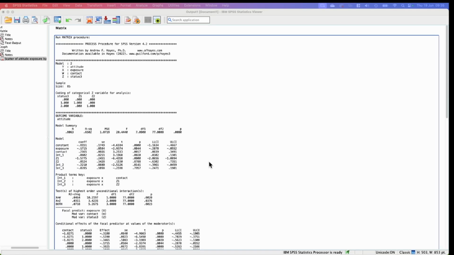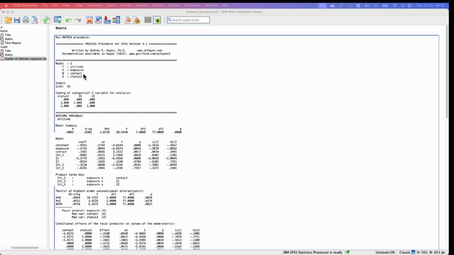In this video, I'll show you how to interpret the result from a moderation analysis with two moderators, where one is a categorical moderator and the other one is a continuous moderator. For this, we first look at our situation. We have exposure to an anti-smoking campaign that is trying to predict the attitude towards smoking.